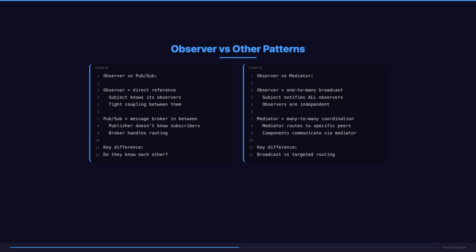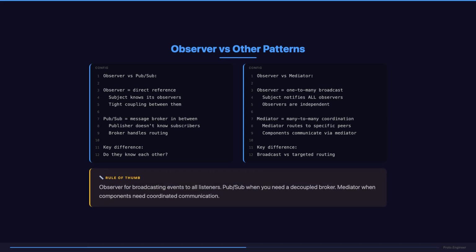Observer versus mediator. Observer is a one-to-many broadcast. When the subject changes, all observers get notified. Observers are independent of each other. Mediator is many-to-many coordinated communication. Components send messages to a mediator, which routes them to specific other components. The key difference is broadcast versus targeted routing.